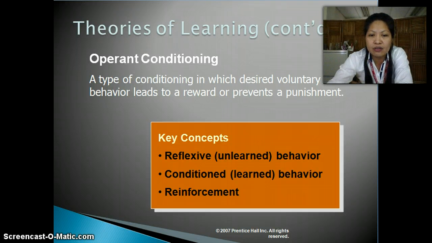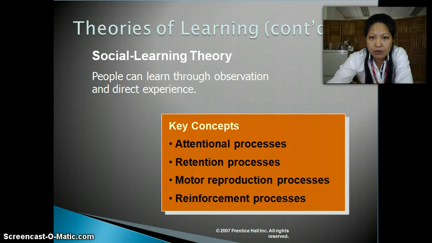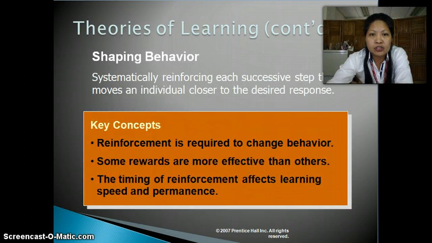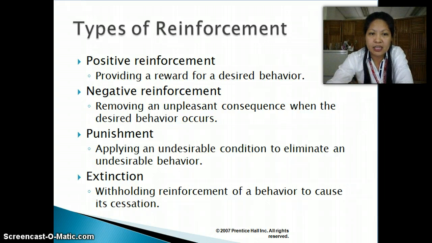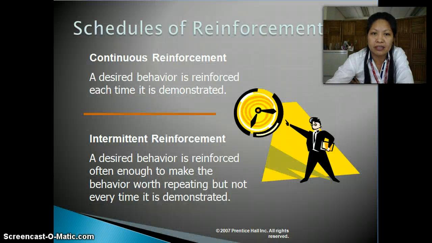And reinforcement. So reinforcement here is our main focus. So other theories of learning, social learning theory, just read through this, shaping behavior, and here, the types of reinforcement. So we have positive reinforcement, reward, negative reinforcement, taking out unpleasant consequences so that the behavior continues. Punishment is, of course, to take out the undesirable condition to eliminate an undesirable behavior. And extinction is withholding of reinforcement of a behavior to cause its cessation so that the behavior will stop. So remove the reinforcement.